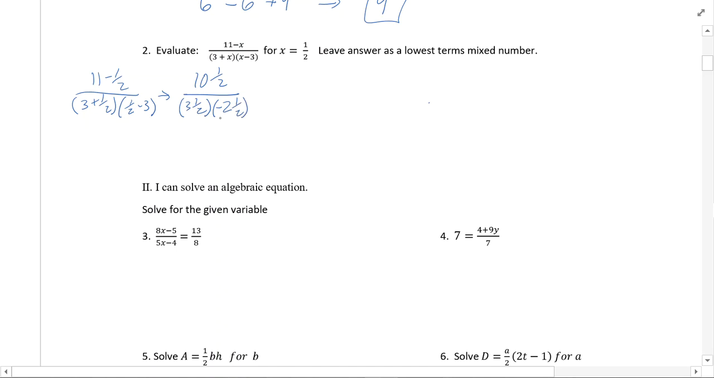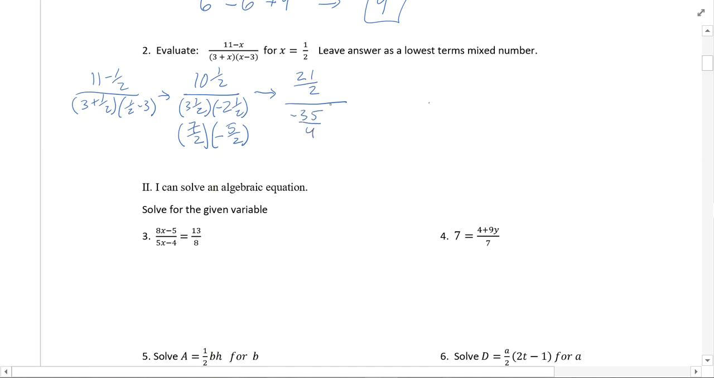Okay, so since I need to multiply these, and I don't want to work with a mixed number right now, my next step at the denominator, I'm going to turn them into improper fractions so that I can multiply them. So this is going to turn into 7/2 times -5/2. Okay, so my next step here, I'm also going to turn 10 and 1/2 into an improper fraction. So I'm going to change this to 21/2 divided by, then I'm going to multiply straight across here. So I'm going to get -35/4. Because remember, when you multiply fractions, you multiply straight across.